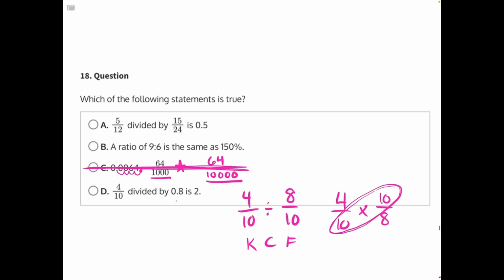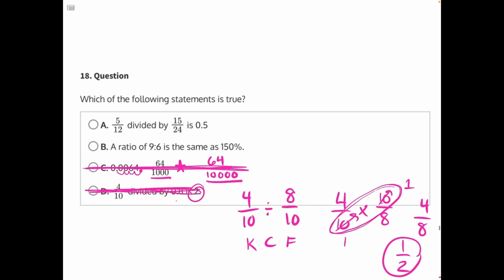We can factor out the common factor of 10 to change both of these to 1, making 4 times 1, 4, and 1 times 8, 8. If we simplify this fraction all the way down, 4 is half of 8, so this would simplify down to 1/2, which is not the whole number 2, making D incorrect.